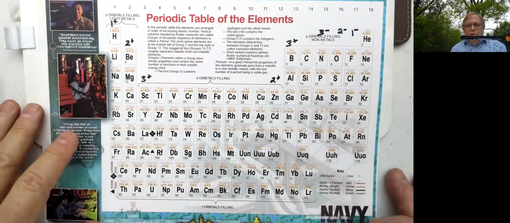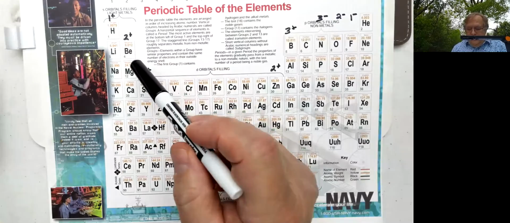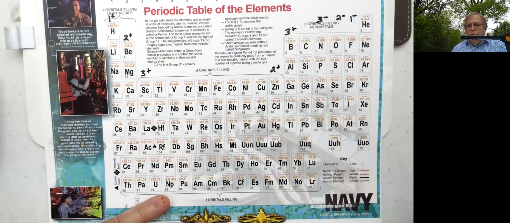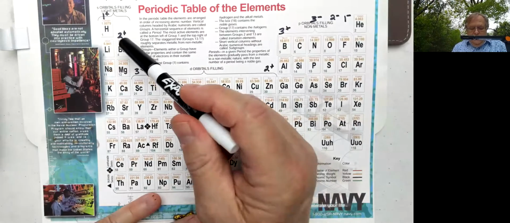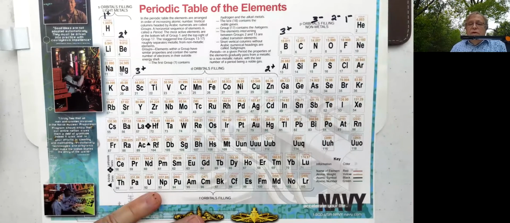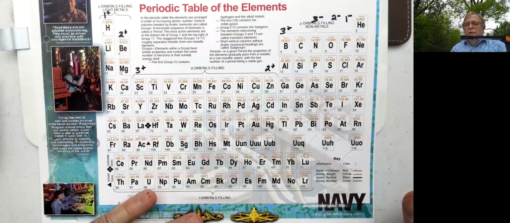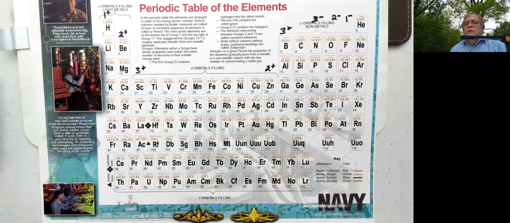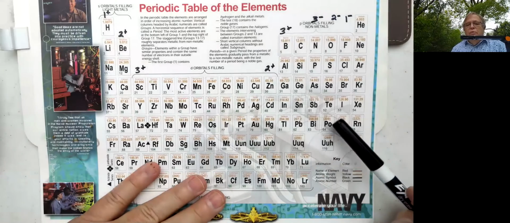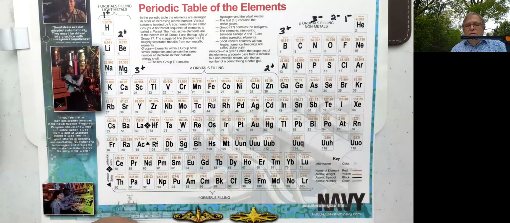But what's happening here is, notice the zigzag line here which separates the metals from the non-metals. The metals have positive charges because they are the ones that have less than 4 in their outer shell. It's easier for them to lose a few electrons than it is to gain a lot of electrons to have a full outer shell. And so it ends up that metals in chemical reactions will be positive.